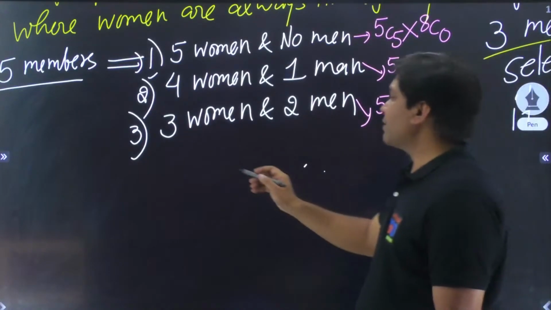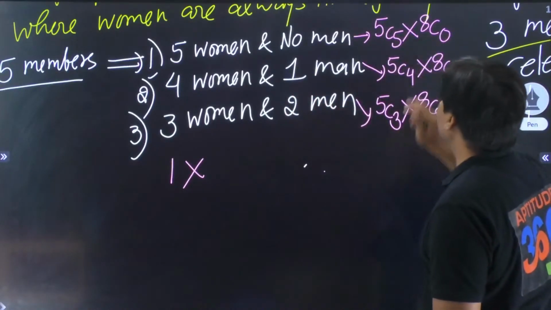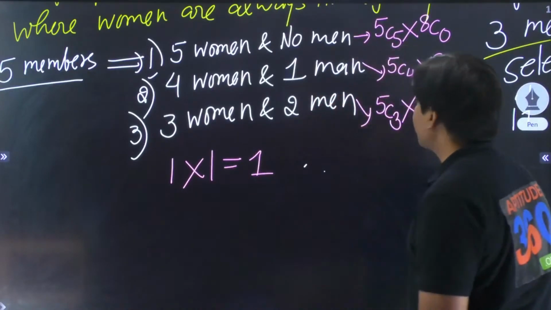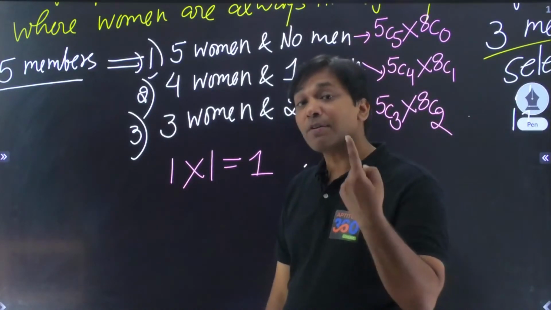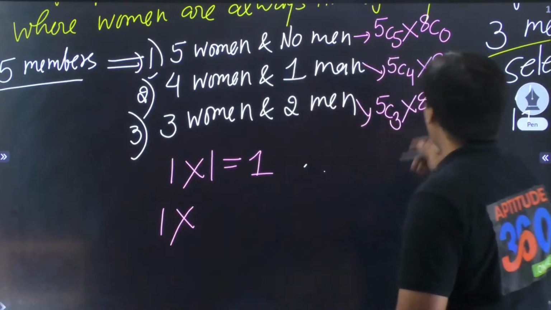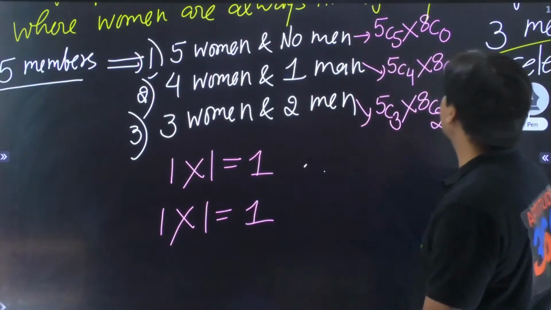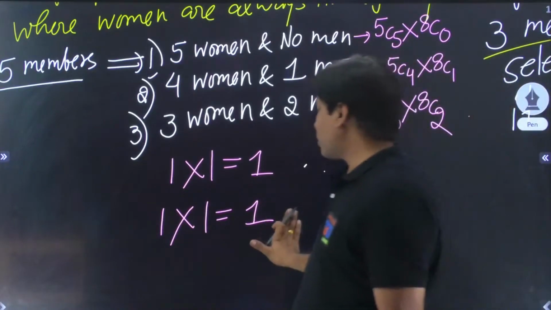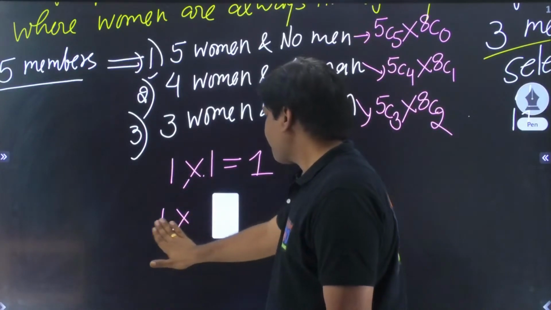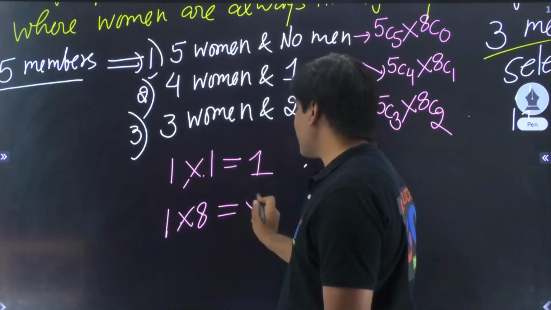So what is 5C5? The first one. 5C5 is 1, right? 5C5 and 8C0 is only 1. So this case is 1. The second case, 5C4. 5C4 is nothing but 5C1. Do you understand this? So 5C1 is 5, and then 8C1 is 8. 8C1 is 8, not 1. ये कहाँ से confidence आ गया मेरे को? चलो जी, 5 into 8. So this one is coming out as 40.